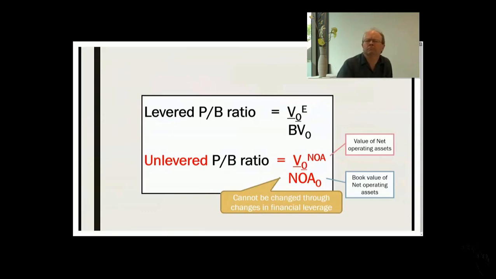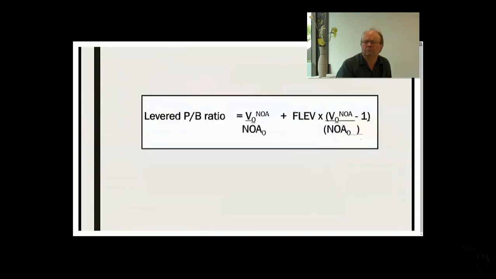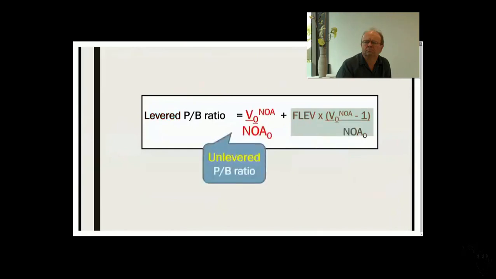The relationship between a firm's levered and unlevered price-to-book ratios can be expressed like this. A firm's levered price-to-book ratio equals its unlevered price-to-book ratio plus the effect of financial leverage. In other words, a firm's unlevered price-to-book ratio is its levered price-to-book ratio with the effect of financial leverage removed. If we think a firm's financial leverage does not affect value to equity investors, then a firm's unlevered price-to-book ratio will give a clearer indication of the relationship between market and book values for a firm than will its levered price-to-book ratio.